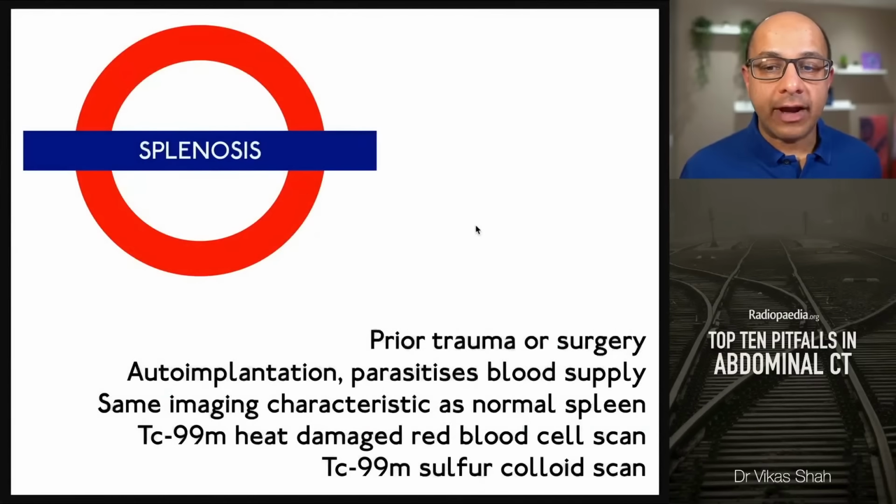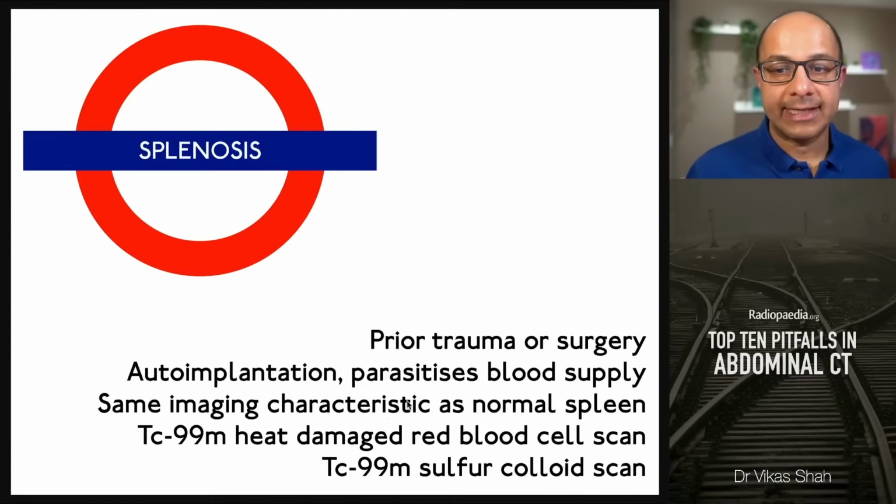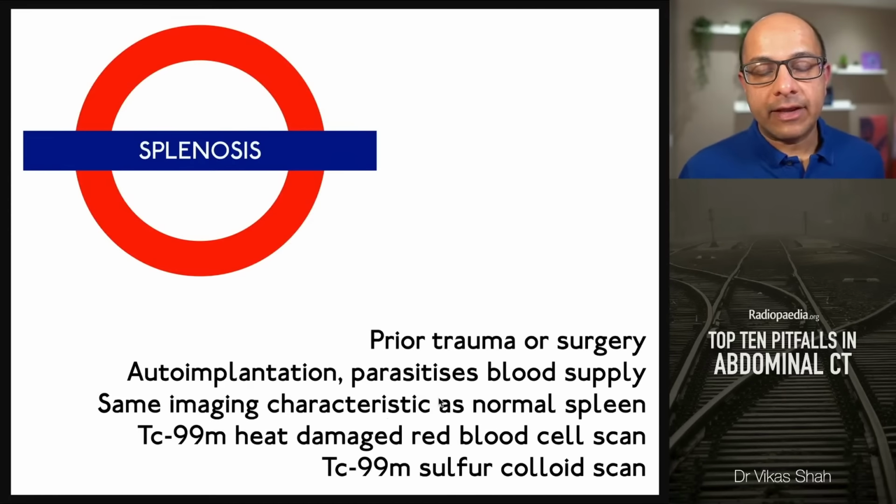So look for that history of prior trauma or surgery. These islands of tissue will auto-implant and parasitize blood supply, so it won't be from the splenic artery, but they'll have the same imaging characteristics as the normal spleen. If there is any confusion and clarity is required, then there are a couple of technetium-labeled nuclear medicine imaging studies that can be acquired. One is with autologous heat-damaged red blood cells, and the other is with sulfur colloids.